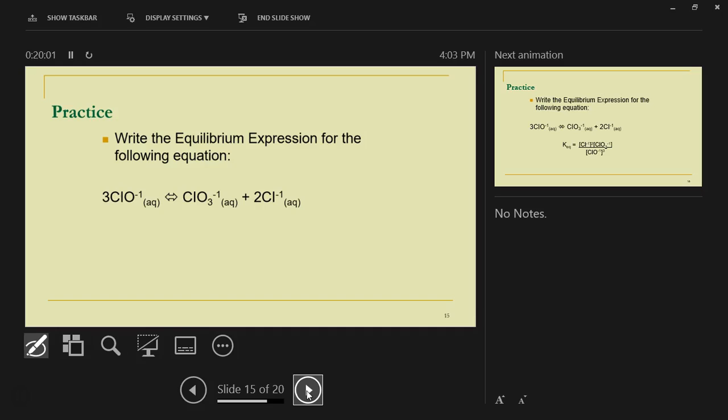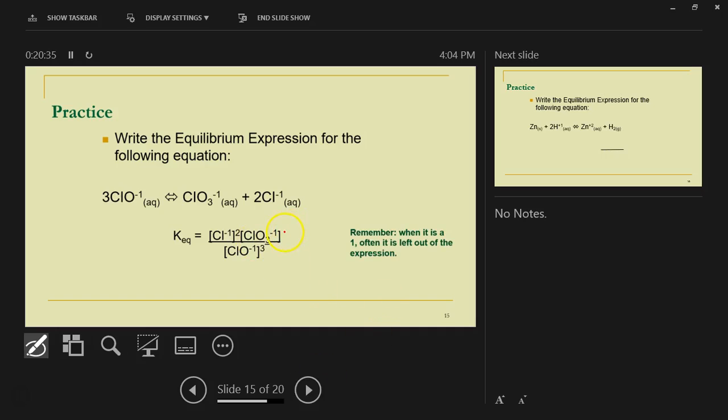Hopefully your expression came out to the concentration of the chloride ion, Cl-1, raised to the power of 2, times the concentration of your chlorate ion raised to the power of its coefficient, which is a 1, over your hypochlorite ion raised to the power of its coefficient, which was a 3. Remember, when it's a 1, we often leave it off, so that's why we didn't put a little number 1 there, even though when you don't have a coefficient, it is a 1.